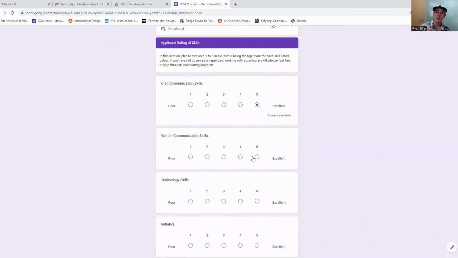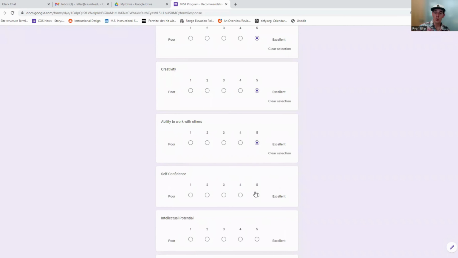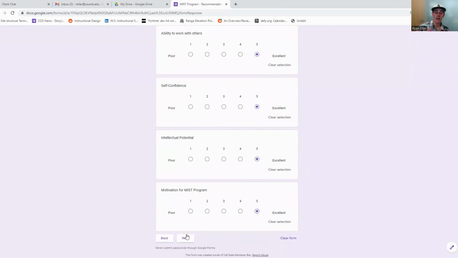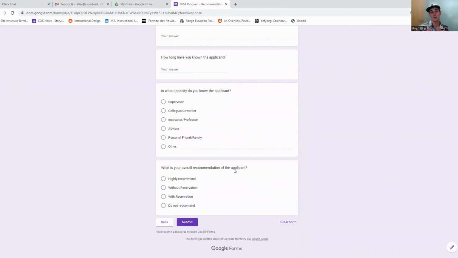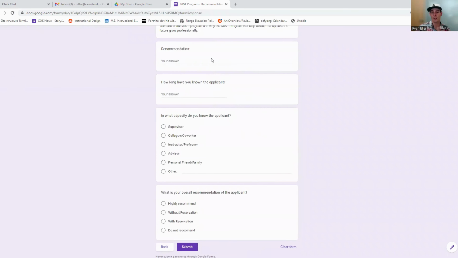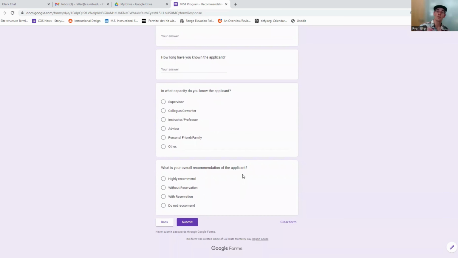Now, after they would have completed this, let's say you're getting a 5 on every single category, what you would ultimately see is an actual area to provide a written recommendation. And so from there, they would provide a recommendation in terms of how they know you. So they could write, for example, Ryan Eller has gone through our academic program, and these are his accomplishments. That would go in this box. Then they would answer how long they've known you, in what capacity they know you, and what their overall recommendation is, from a highly recommended to a do not recommend level.